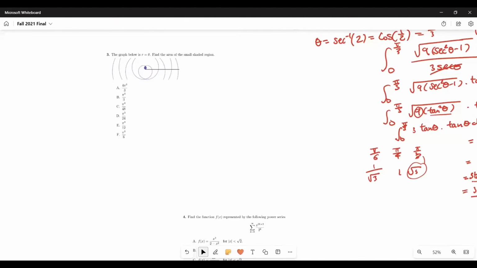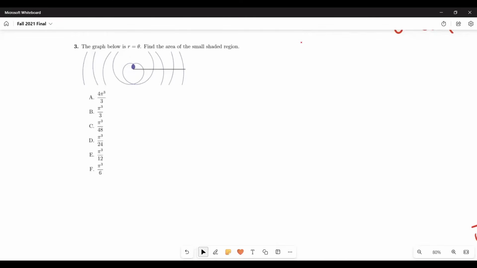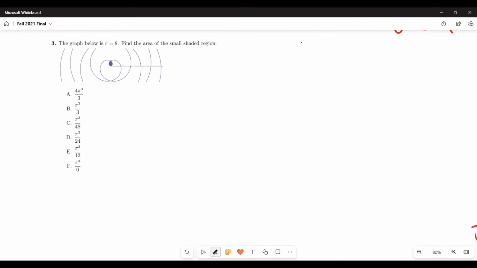Okay, this question asks to find the area of the small shaded region. That is very small indeed, not gonna lie. Okay, this region. So I'm gonna draw a line. I'm gonna just draw it around here again. It's like this. Wait, that's smaller actually. There we go, it's better. So this region, right? This is the colored region.